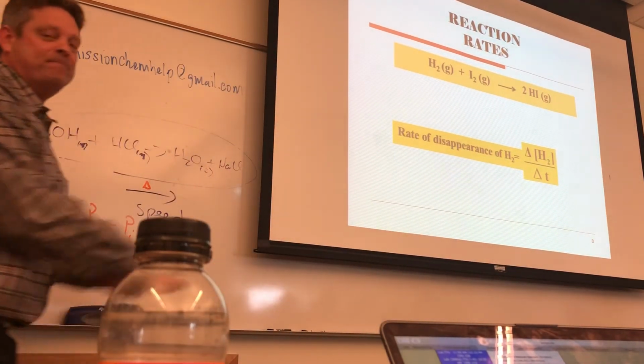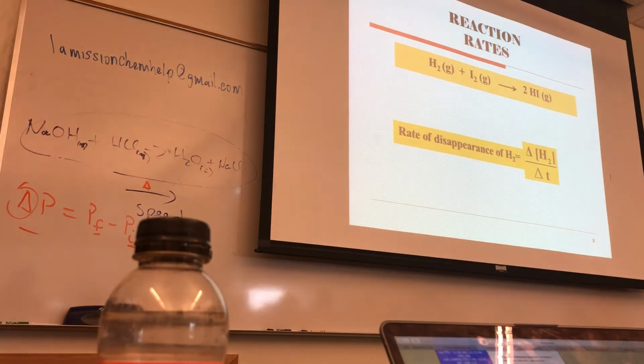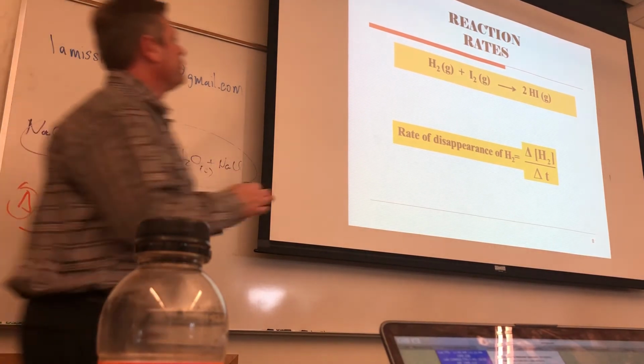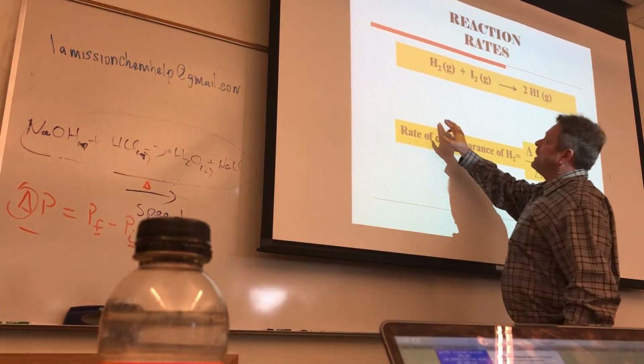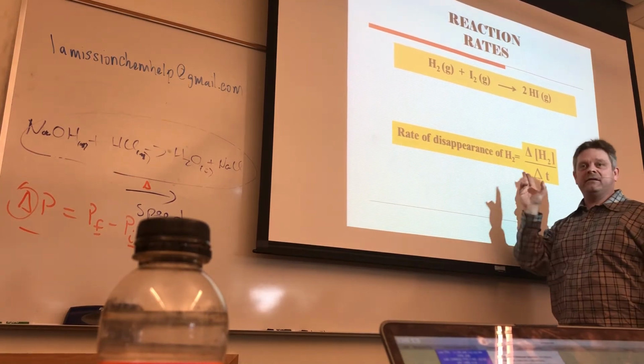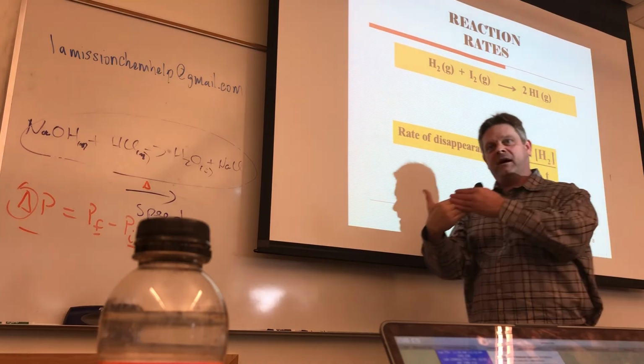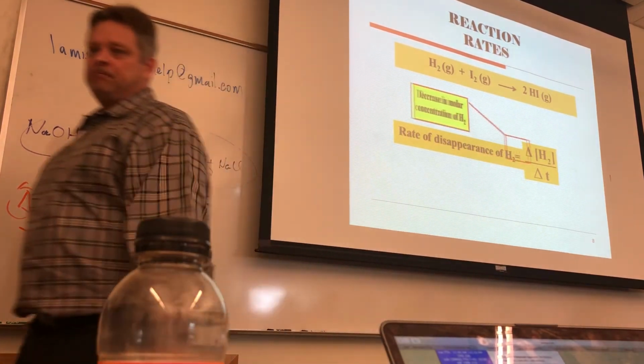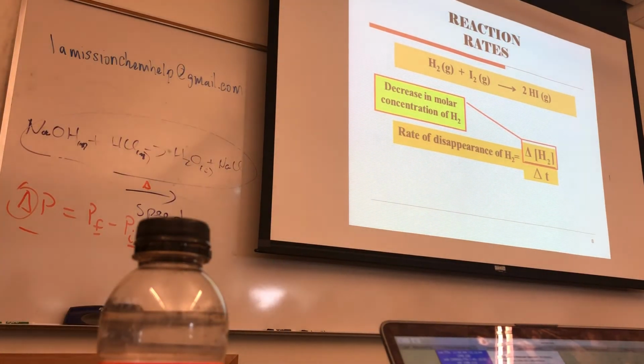What does it mean exactly by saying disappearance? That the concentration of the H2 as a reactant over some time is less. And what is that rate? How much less per that time? The decrease in the molar concentration of H2. What would it be for the I2? Same thing, I just substitute I2 for H2.